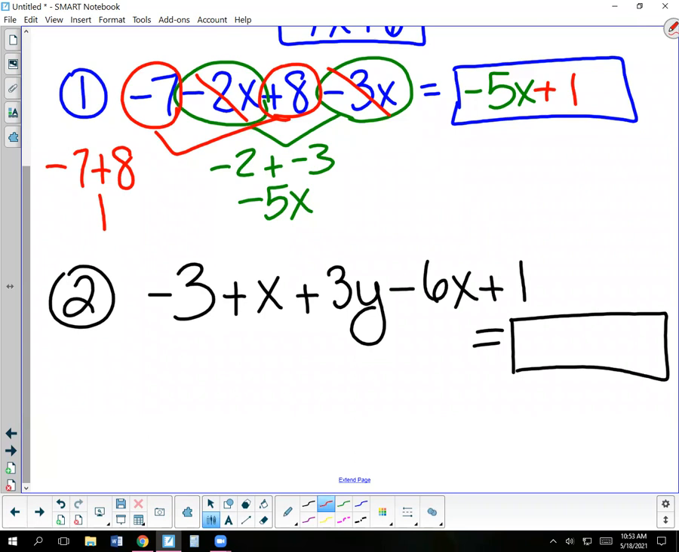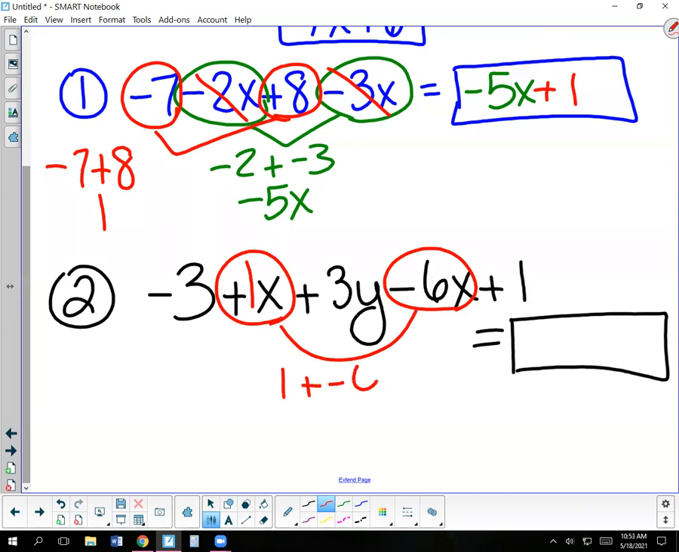Valerie? Well, positive 1x and 6x. Is it 6x? Negative 6x. Negative 6x. Okay, good. That's what I can find. So what's a 1 plus a -6? That would be -5x. Done. Out of the way, right? Okay.